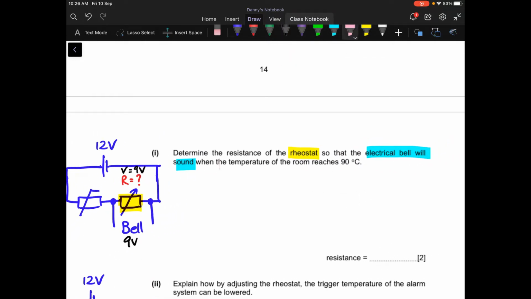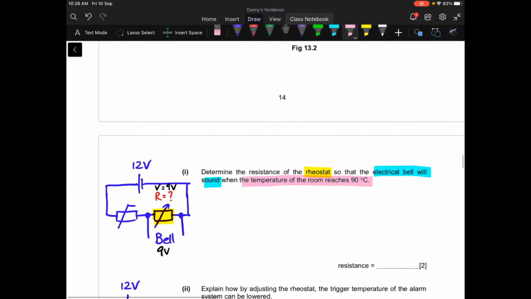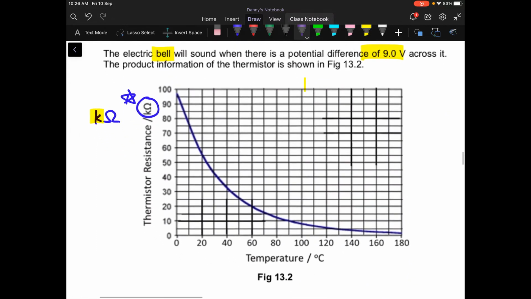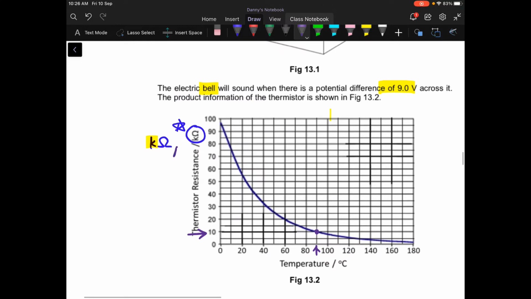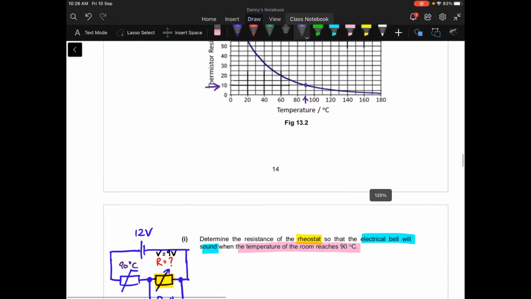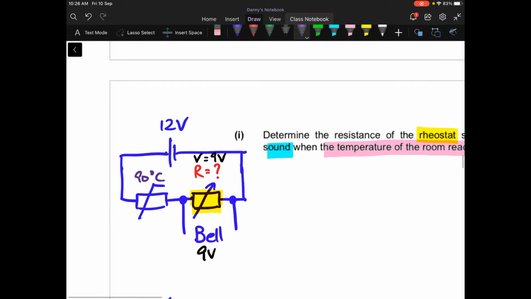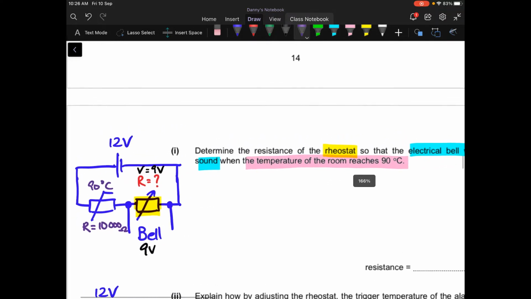So like I said, I like to consolidate all my information on one diagram. And then after that, it says when the temperature reaches 90 degrees. So here I want 90 degrees C, and I need to refer to the graph. 90 degrees C is this line, meaning that the resistance of my thermistor is 10, but like I said, put a star here, kilo ohm. So down here I would know that my resistance is 10 kilo ohm, meaning 10,000 ohm. So I need to be very careful there.